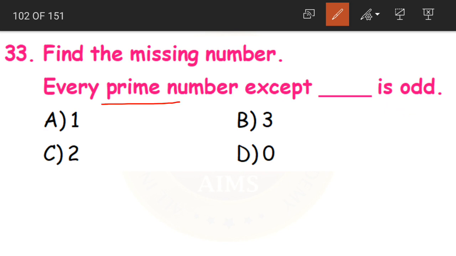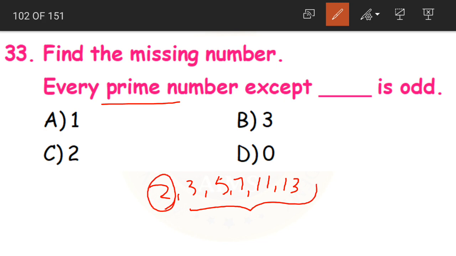Now if you observe all the prime numbers, children, all the given prime numbers are odd numbers. So what are the prime numbers? 2, 3, 5, 7, 11, 13, and so on. All these prime numbers are odd numbers except for 2. 2 is the only even number that is prime.